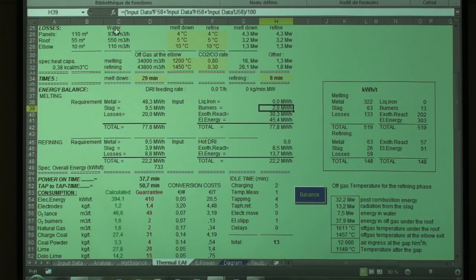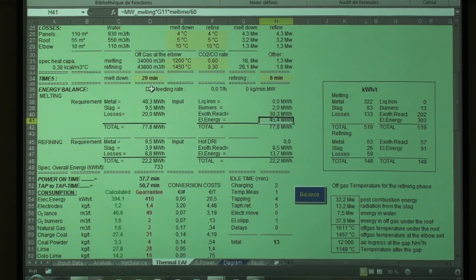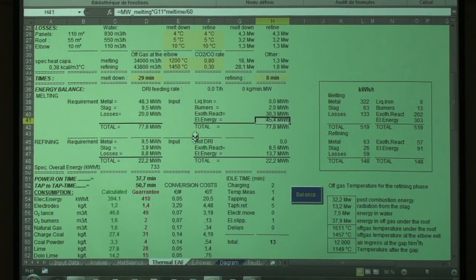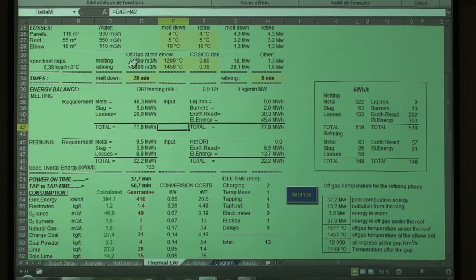This is a fixed value also because the burners are not efficient all the time. Exothermic reactions depend as well on the time because this carbon injection is time proportional. This is a fixed value, and energy, I mean electrical energy, is also proportional to the time. So you have a lot of things which are proportional to the time, and I let the iterations calculate the time to balance these two figures. I have to balance the two figures. Here I have the difference.